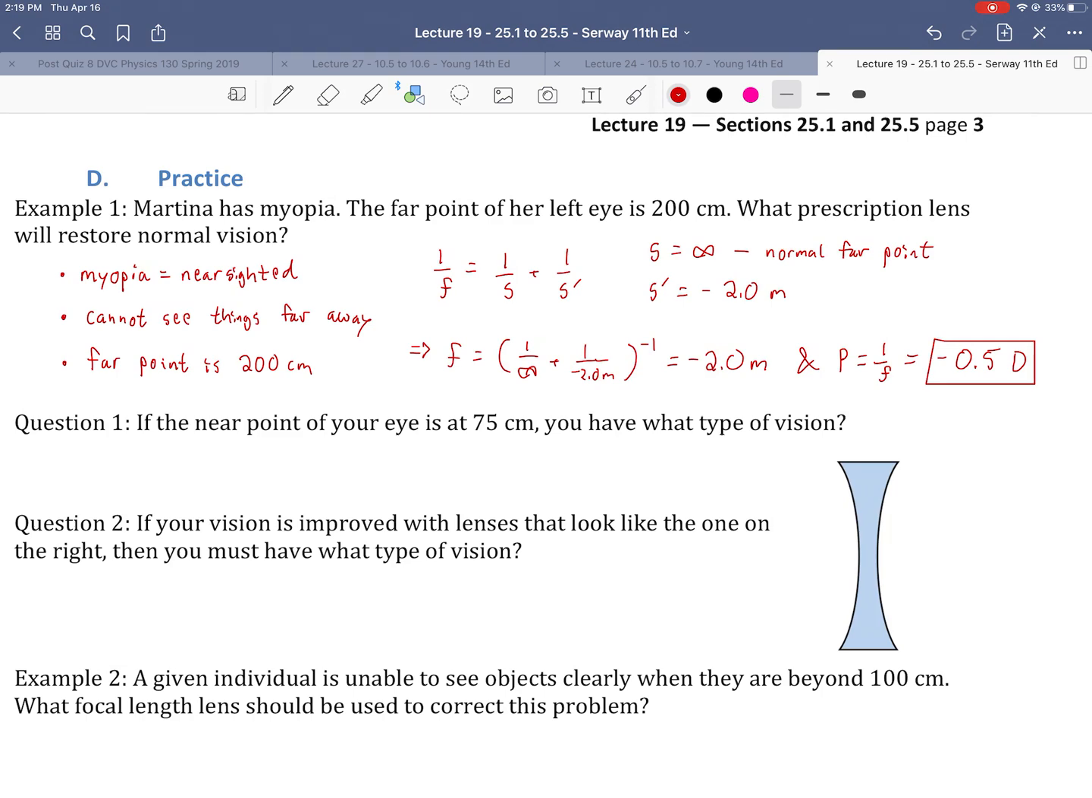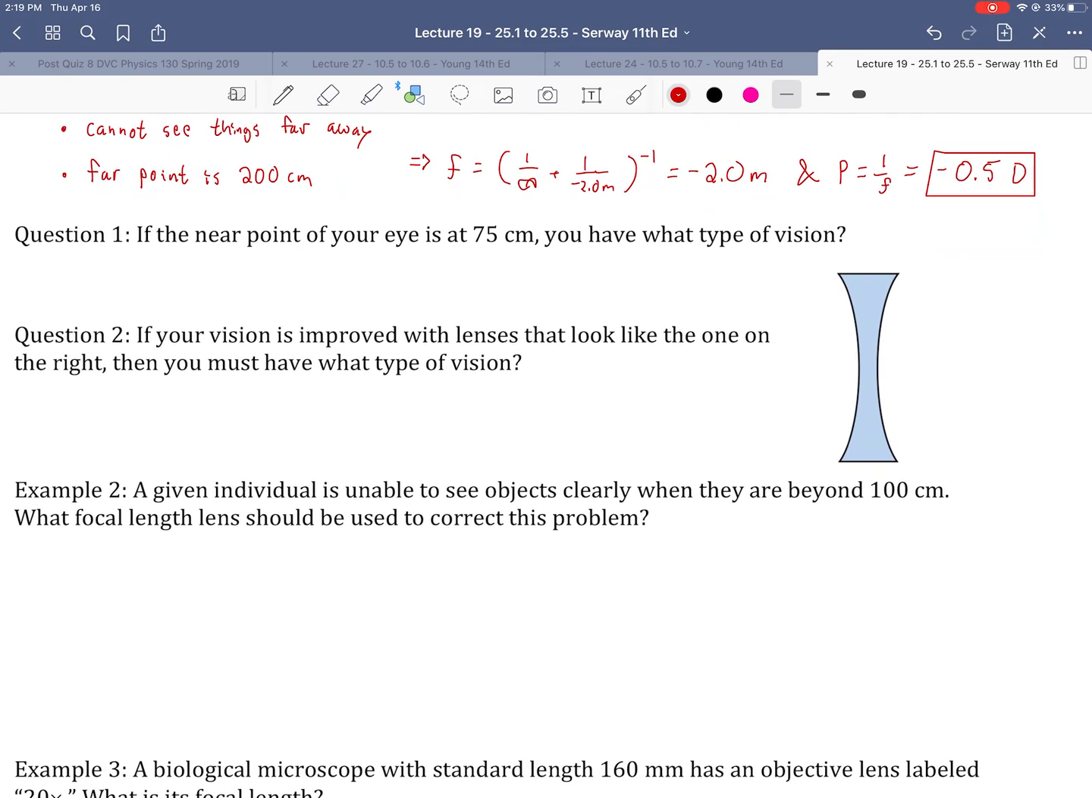Martina needs to see everything from a natural near point to a natural far point, from 25 centimeters to infinitely far away. Okay? And here's the thing, there's a concept question down below, question 2, and it says, I'll come back to question 1 in a minute, but question 2 says, looking at a lens like this, a diverging lens, what type of vision is that used for? Well, the example we just did tells you, but I'll let you be sure of that on your own. So make sure you understand what type of vision this diverging lens is used for in order to correct that vision.